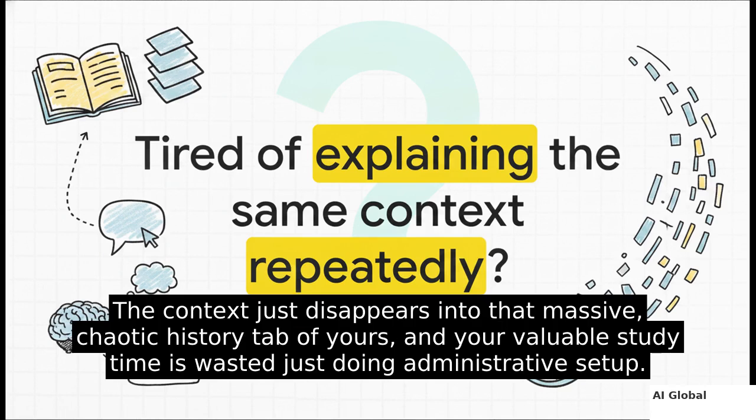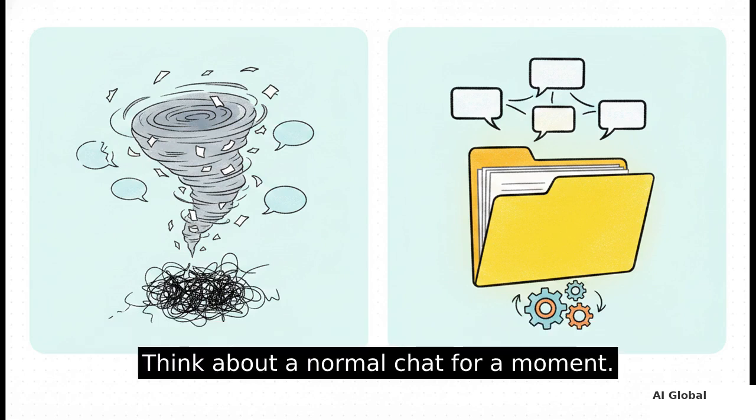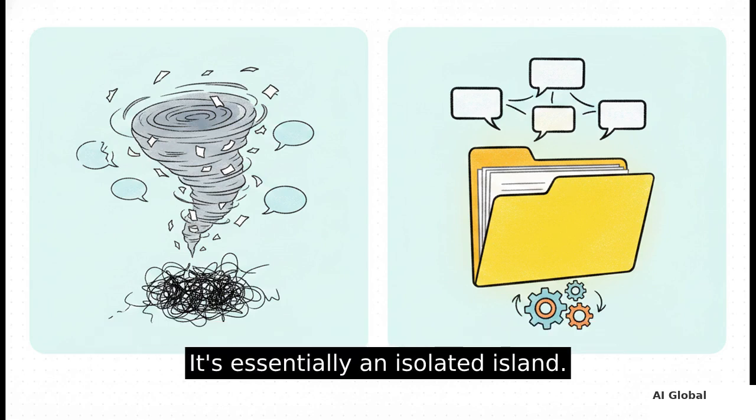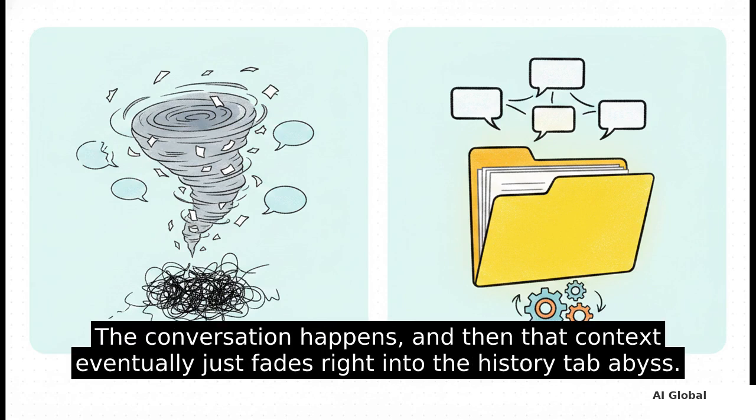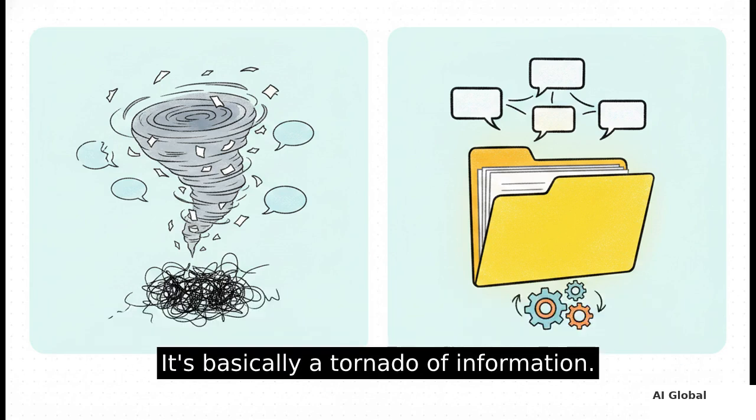The context just disappears into that massive chaotic history tab of yours, and your valuable study time is wasted doing administrative setup. So the crucial point is the difference between being a scattered beginner and an organized power user. Think about a normal chat for a moment. It's essentially an isolated island. The conversation happens, and then that context eventually just fades right into the history tab abyss. Your PDFs are scattered across a dozen different threads, and you're constantly copying and pasting your custom instructions just to keep the AI on track. It's basically a tornado of information.